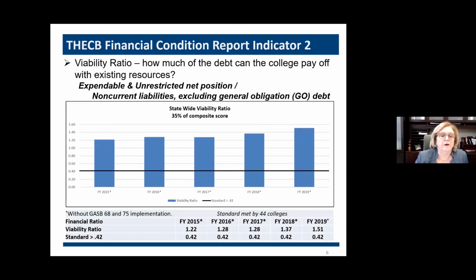And so it's looking for other types of debt. You may have revenue-backed debt and other types of debt, long-term leases and things like that, and wants to know how long can you go paying those liabilities without generating any more income, any more net income. Again, the standard is set at 0.42, and you can see that the colleges in general have vastly exceeded that, with 1.22 being the ratio back in 2015 up to 1.51 as the average in 2019. And in fiscal year 19's report, the standard was met by 44 out of the 50 colleges.